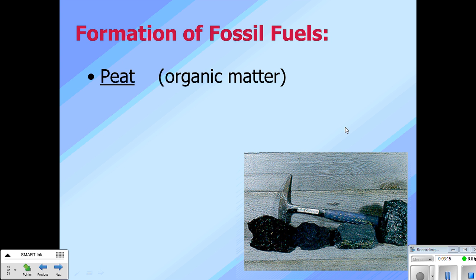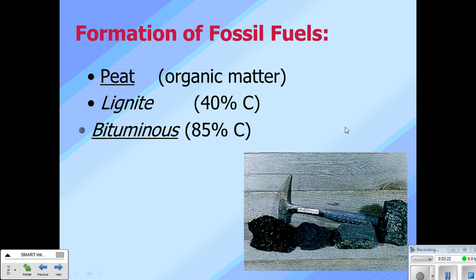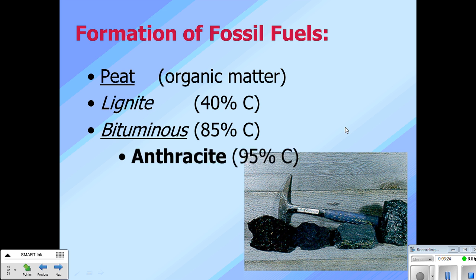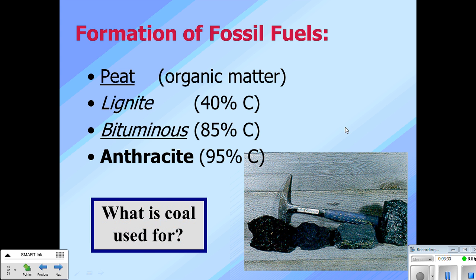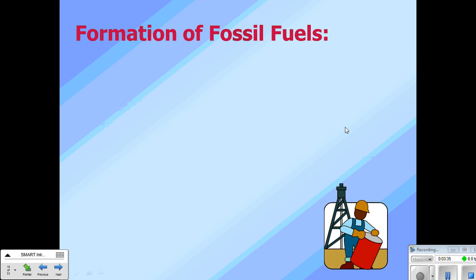Peat, the organic matter, and then as the peat moves along in the cycle, it becomes lignite. Lignite becomes bituminous coal, and then anthracite coal after that. And remember, anthracite gets an A for being the cleanest burning coal, because it has the most carbon. And then what's coal used for?